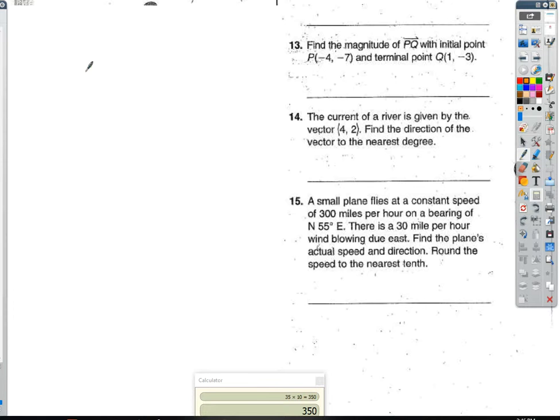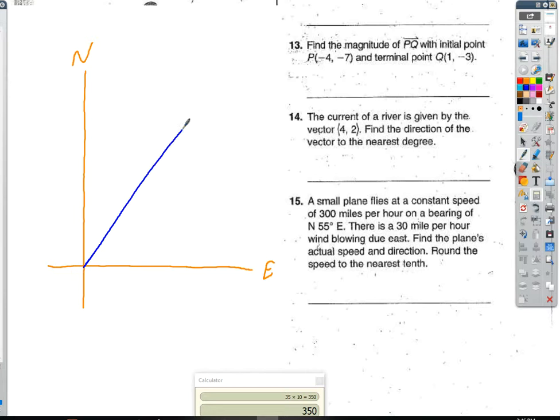So I'm going to make a little drawing. And we like colors, so there's my axis. And we have east, and we have north. And we have this airplane that is flying at a diagonal at a rate of 300 miles per hour at north 55 degrees east. And so I'm going to add some helpful lines.